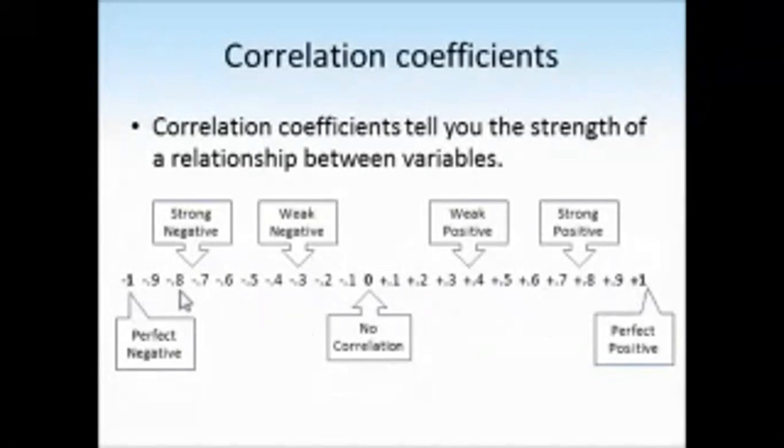So, for example, -.8 is a very strong negative correlation. -.3 is a weak negative correlation because it's closer to 0, which means there's 0 correlation. You won't have to calculate it in the exam, but you may be given a correlation coefficient and asked what it means, or asked to sketch it on a graph.